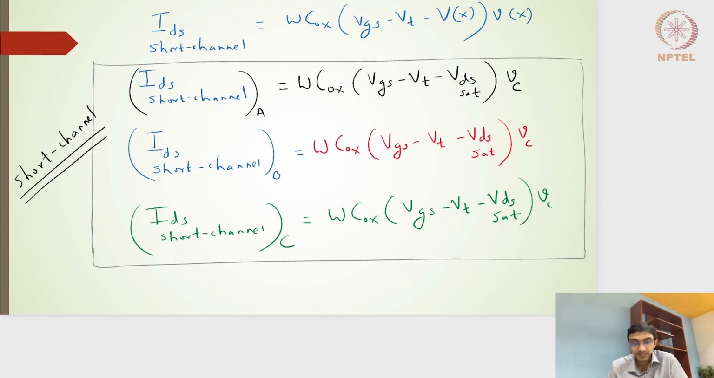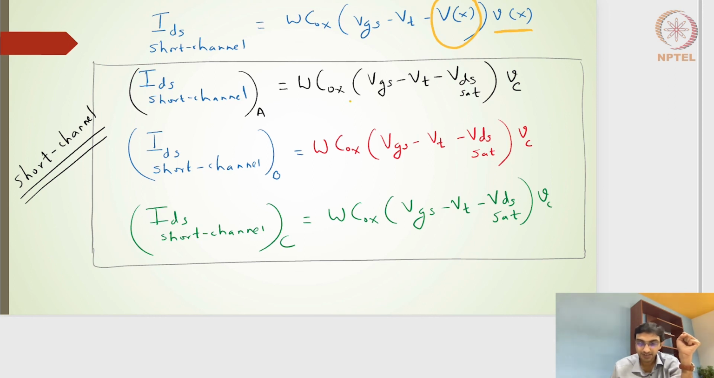Right, just to summarize, the ideal short channel current which we have derived is nothing but W C oxide times VGS minus VT minus V of x, the voltage at any point in the channel, and then the velocity at any point in the channel. So this is what our general equation was. And just to summarize, at all the points A, B and C, the current is still the same. Below point A, it will be the linear current, so I should write the linear expression below point A. Starting from point A, the A, B and C currents will be the same.